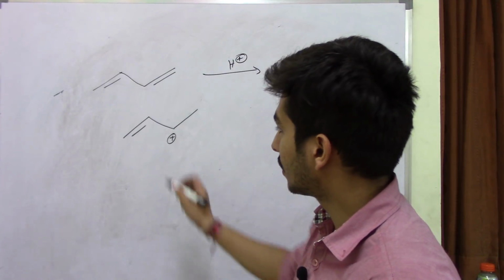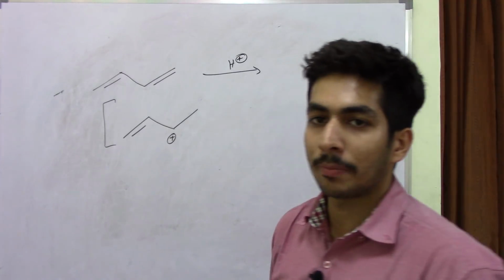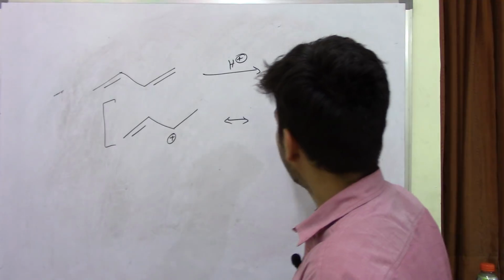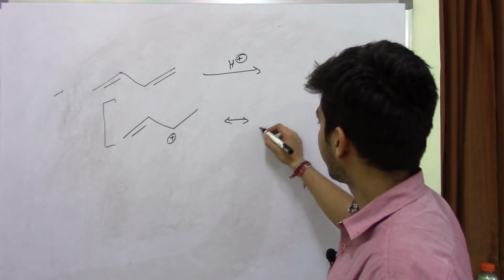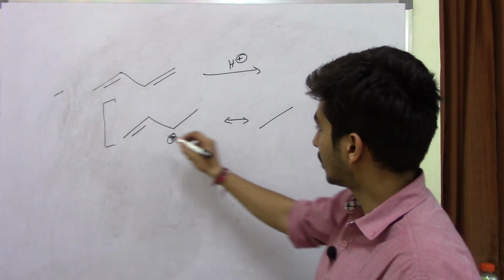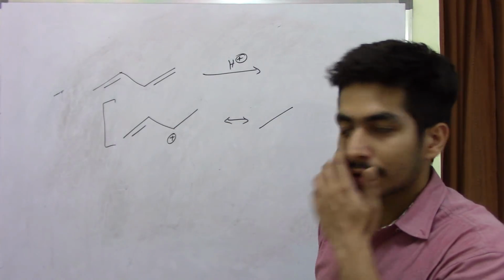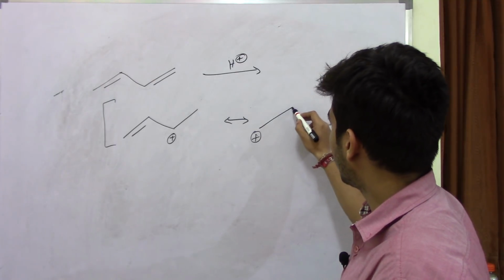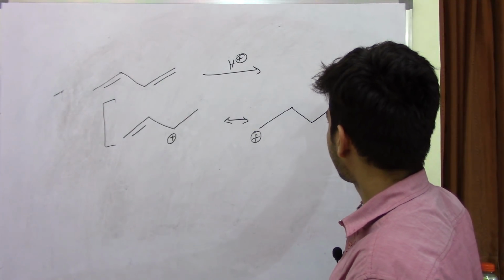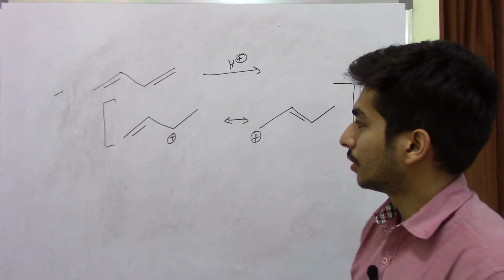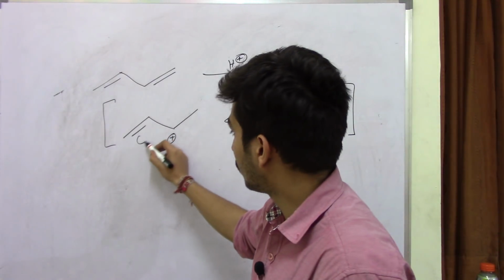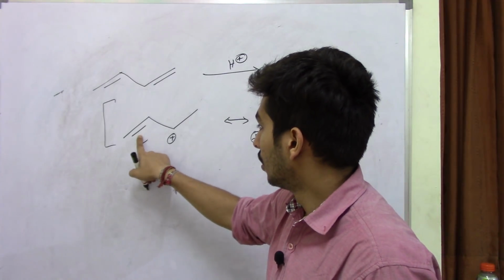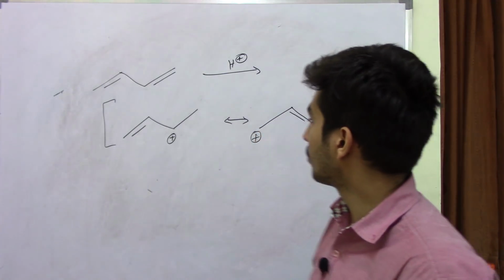So this is one transition state that is generated. I'll show it in square brackets. The other transition state that is generated is: either this can be formed, or this double bond can show resonance and migrate like this, and the carbocation will now be generated at this particular place. So basically this bond is migrating, so the carbocation is generated at the terminal site. These are the two transition states that can be generated.